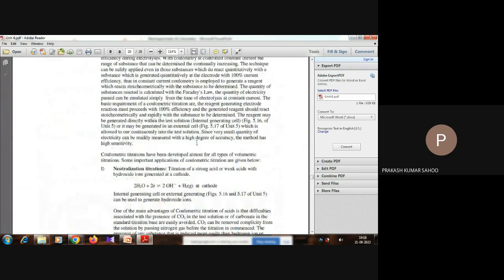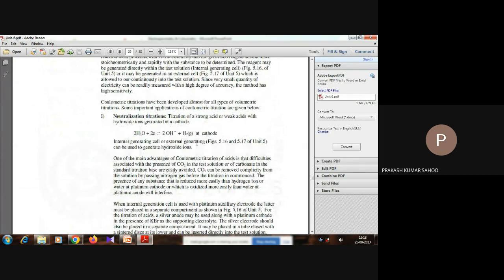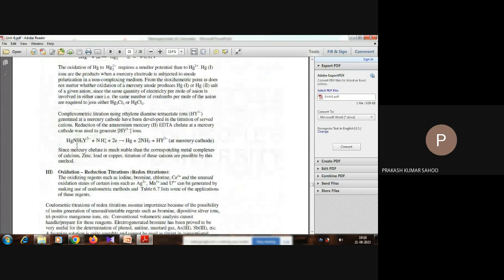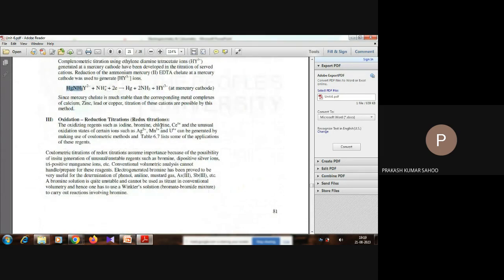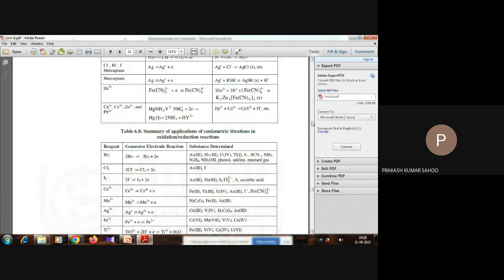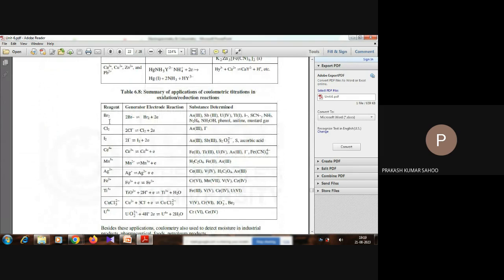Then application of coulometry: we have neutralization titration, acid base titration, then complexometric and precipitation titration, followed by titration with ethylenediaminetetraacetate ion. Redox titrations are there. Then these are the things: how species are determined, what the generator electrode reaction is, and the secondary electrode. Then these are the negative ions, or these are the oxidation reduction ions.